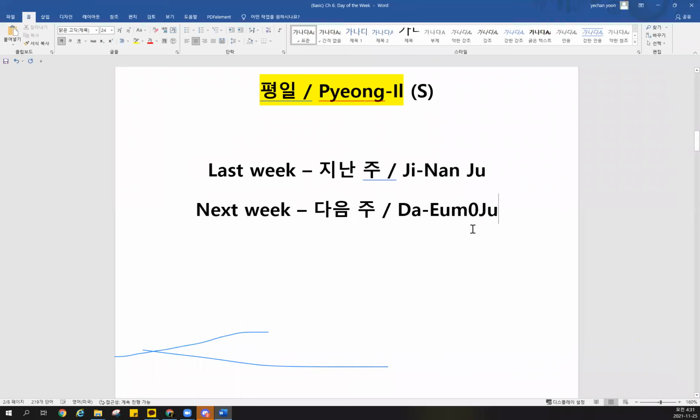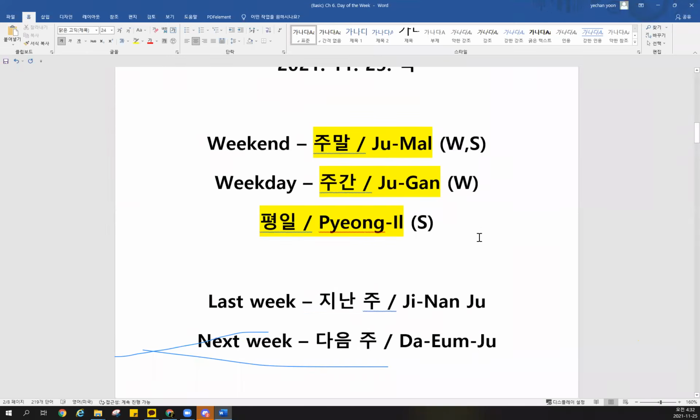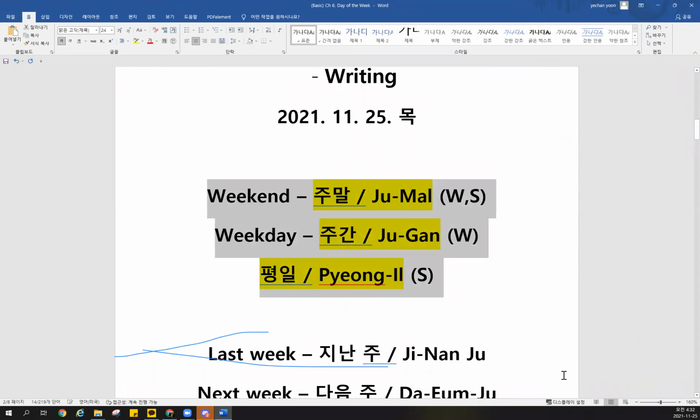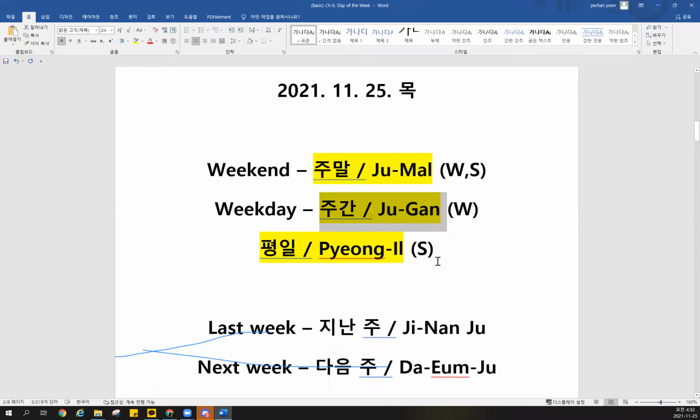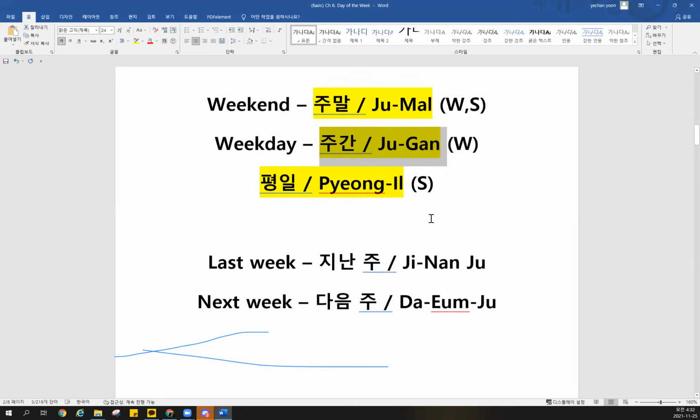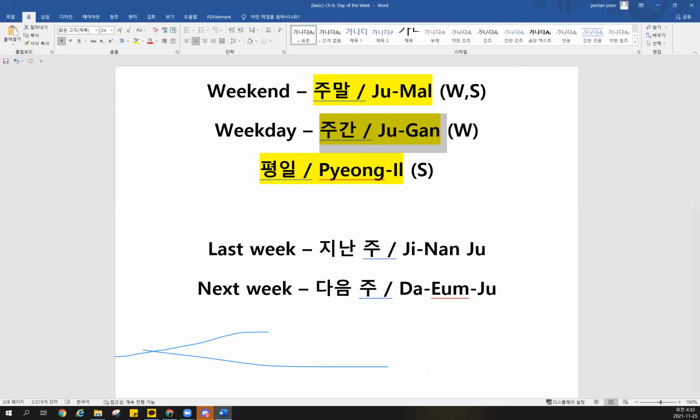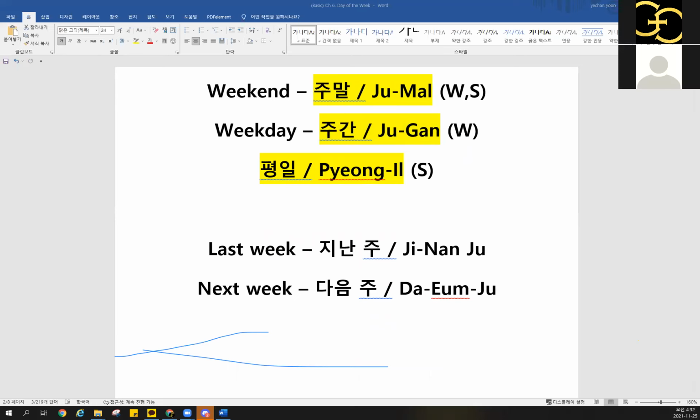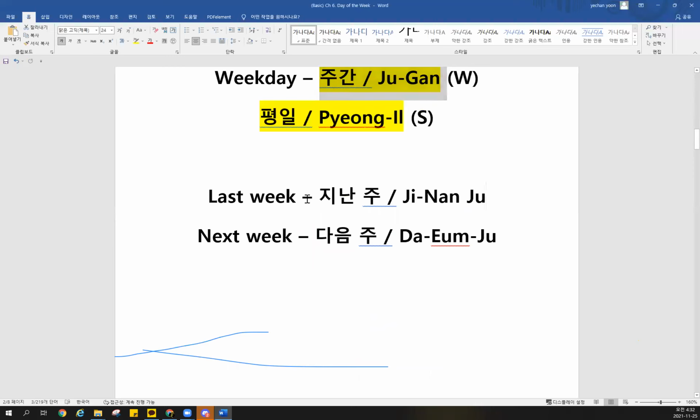So 평일 is the informal way to say weekday. Actually, it is not informal, but you can use it at the same time. But if you want to write in a formal, business way, you can use 주간. Even if you use 평일, it's not going to be informal. So 지난주 is last week, and next week is 다음 주.